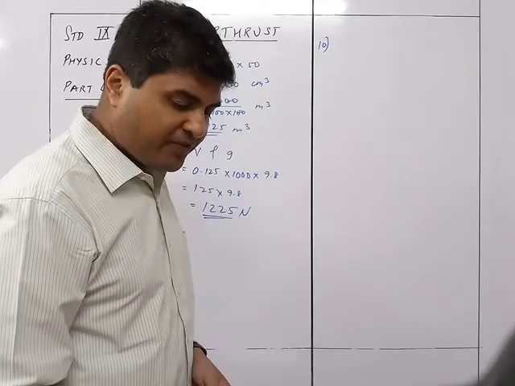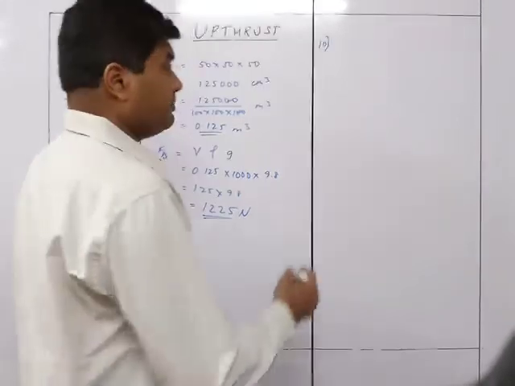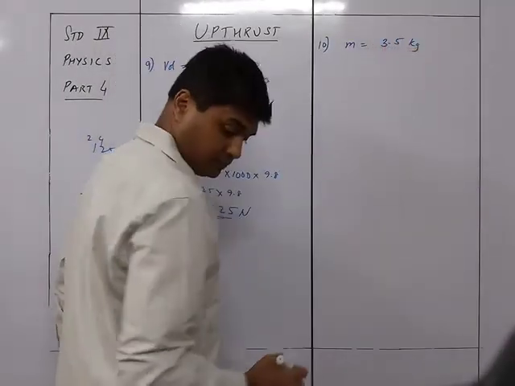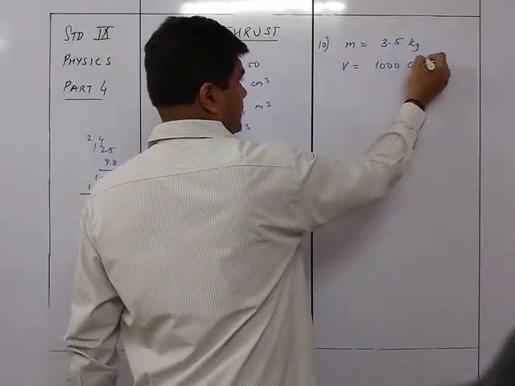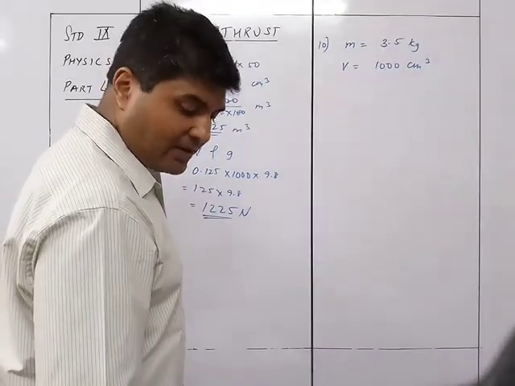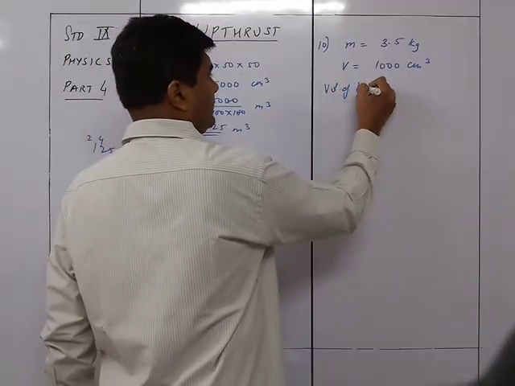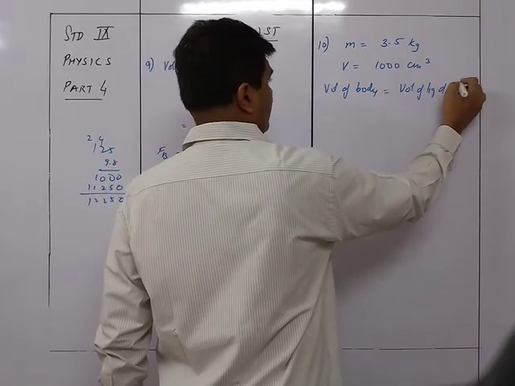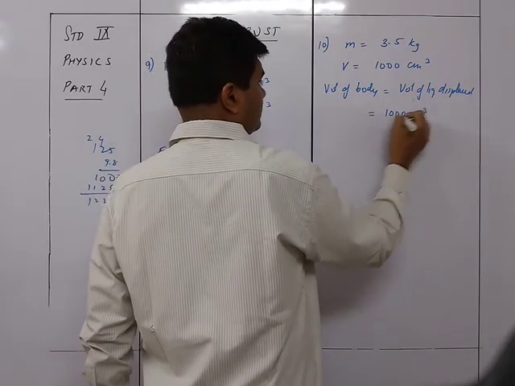Sum number 10. A body of mass 3.5 kg displaces 1000 centimeter cube of water. So you have the mass equal to 3.5 kg, and volume equal to 1000 centimeter cube. When fully immersed, calculate the volume of the body. Of course, volume of body is equal to volume of liquid displaced, which is 1000 centimeter cube.